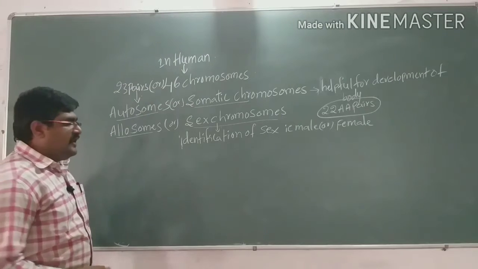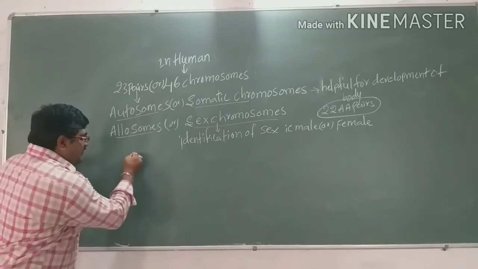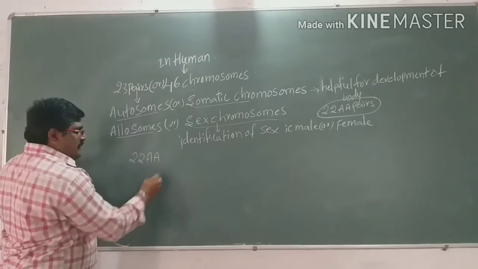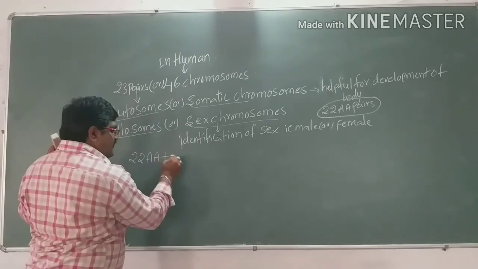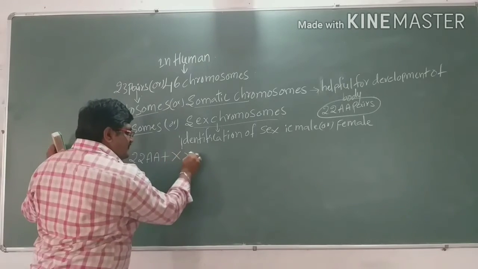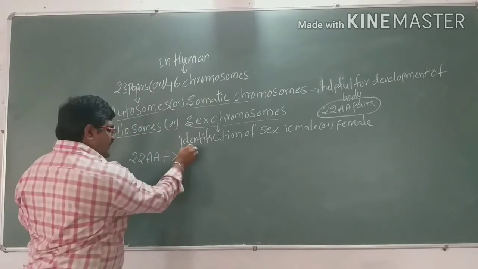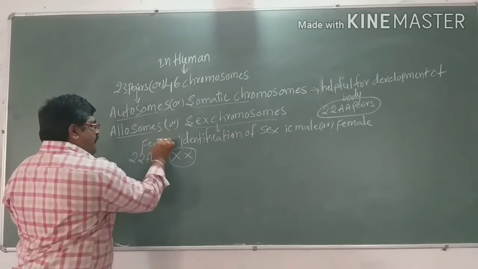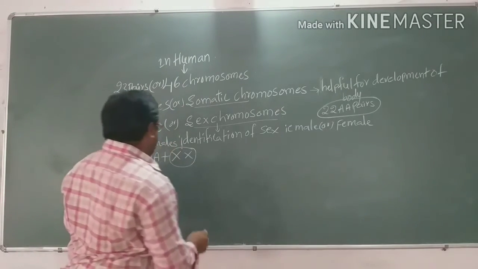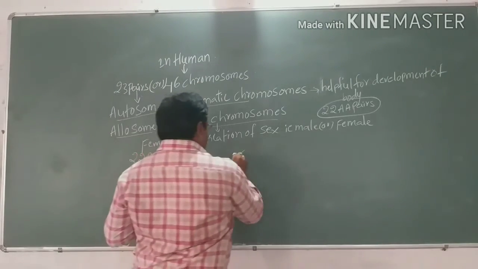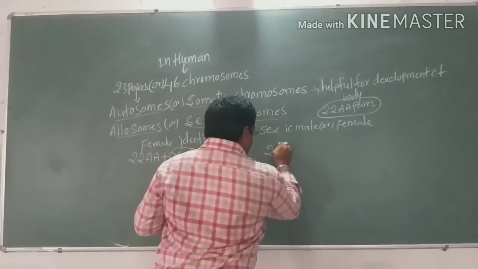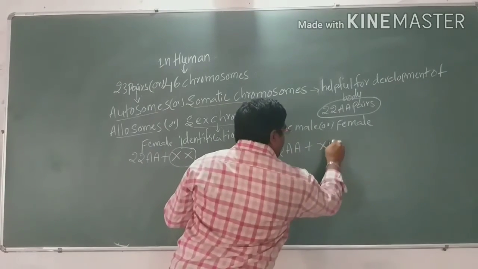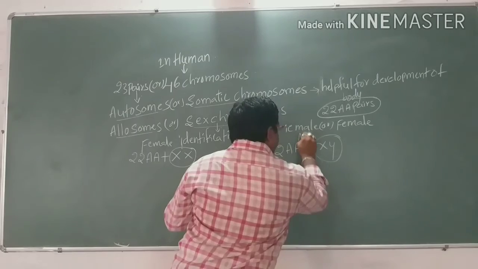So our body consists of 22 pairs of autosomes, plus XX chromosomes, which are present in females. These are females, and this is crossed with 22 AA plus XY, that is a male.